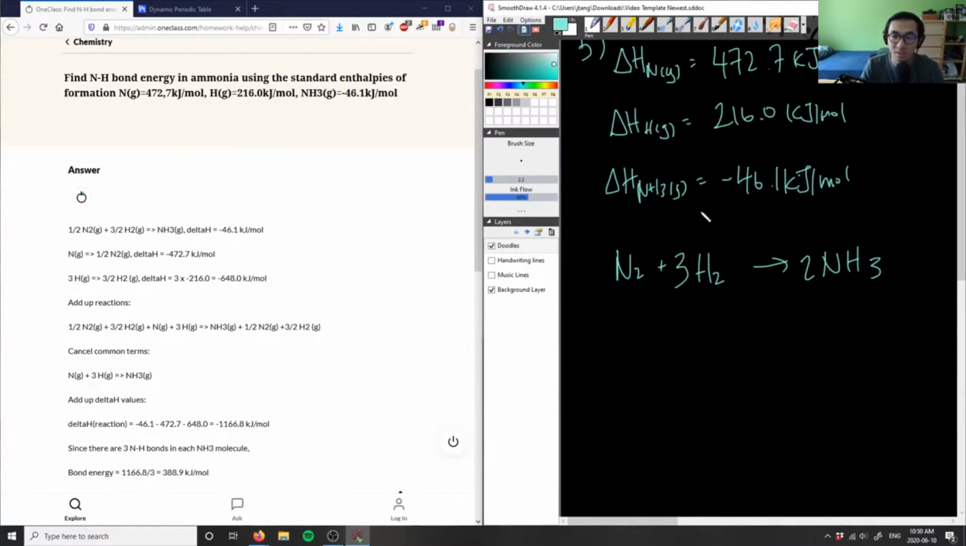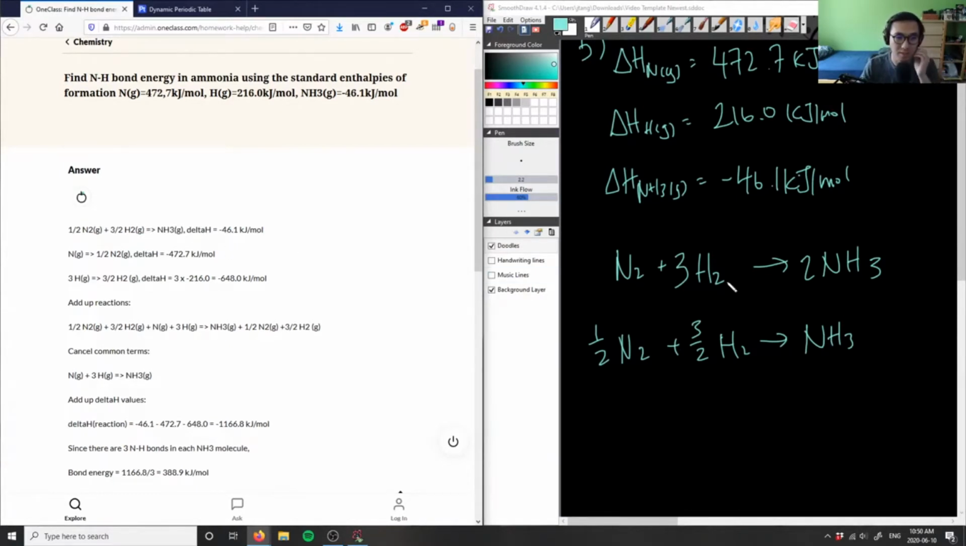What we can do to this equation is divide everything by half, because this is for 2 ammonias, and this standard enthalpy is only for 1. So I can divide all the coefficients by 2. I'm going to have half N2 plus 3 over 2 H2 giving us 1 NH3. And we care about 1 NH3 because this gives us negative 46.1 kilojoules. That's the first step they have here.